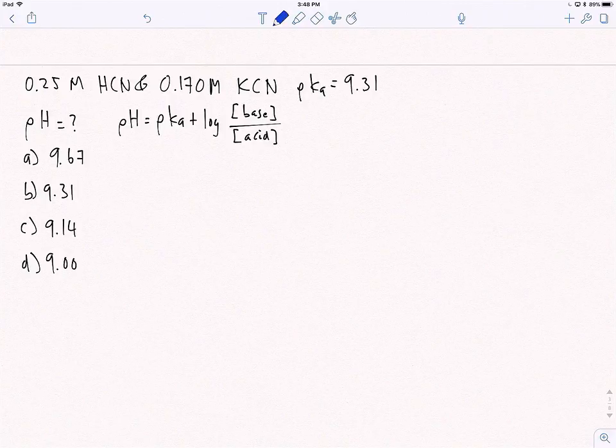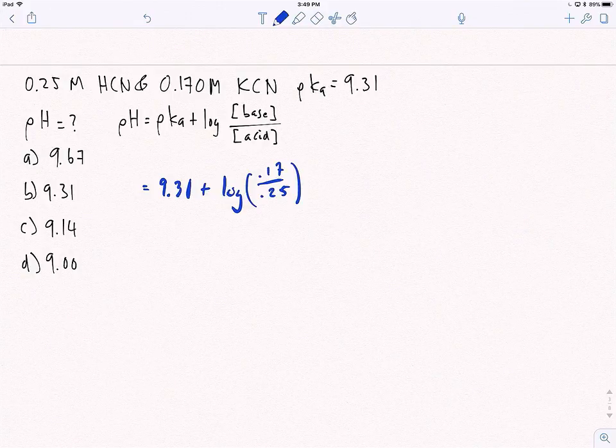Is anyone getting stuck? Raise your hand if you're getting stuck. Some think it's A. I think it's B. I think it's C. All right. C is the correct answer.